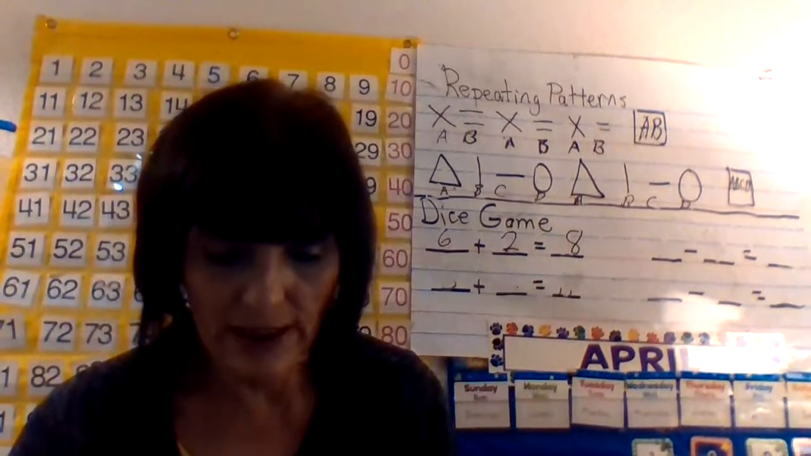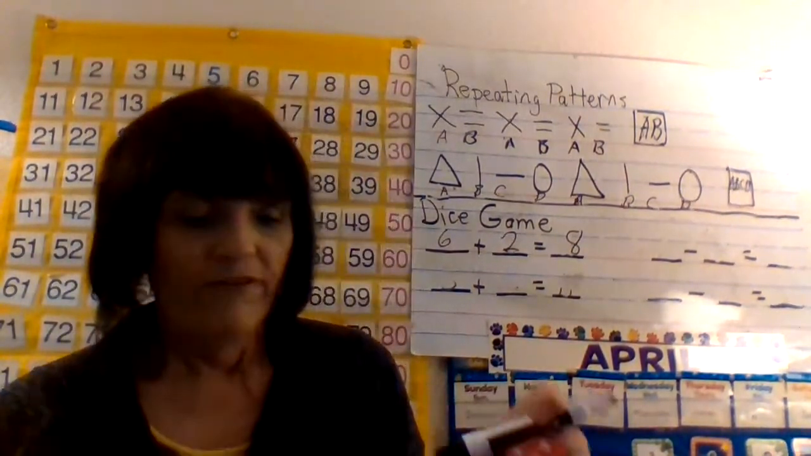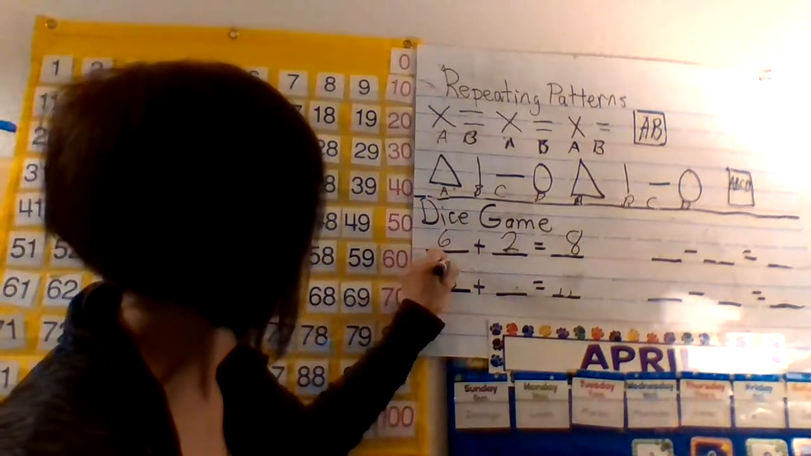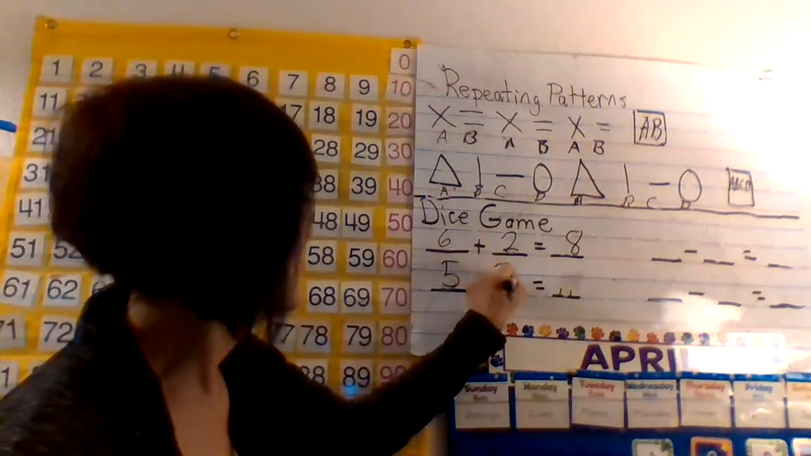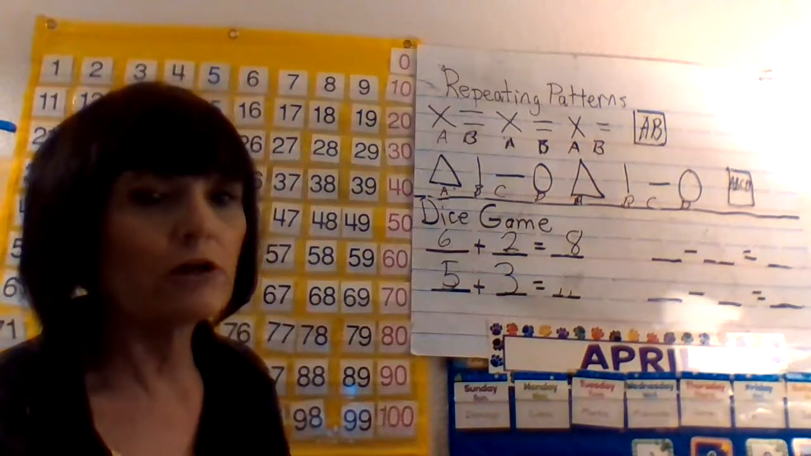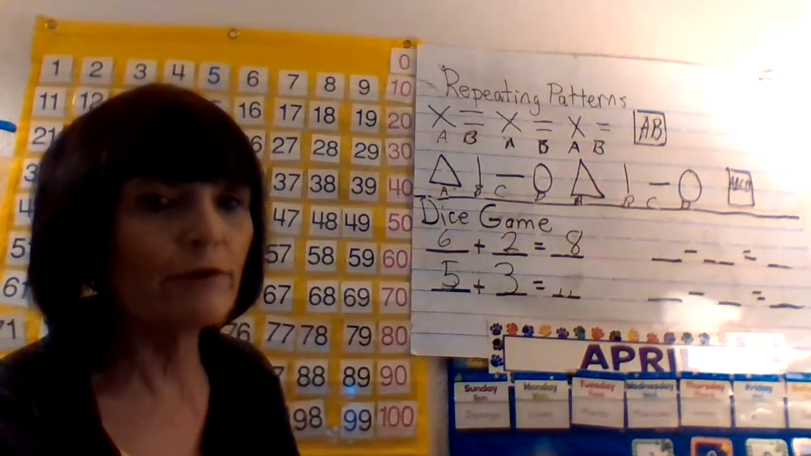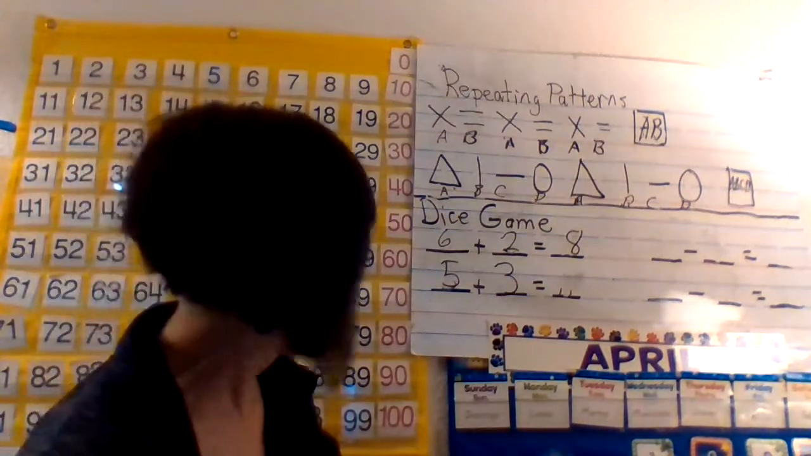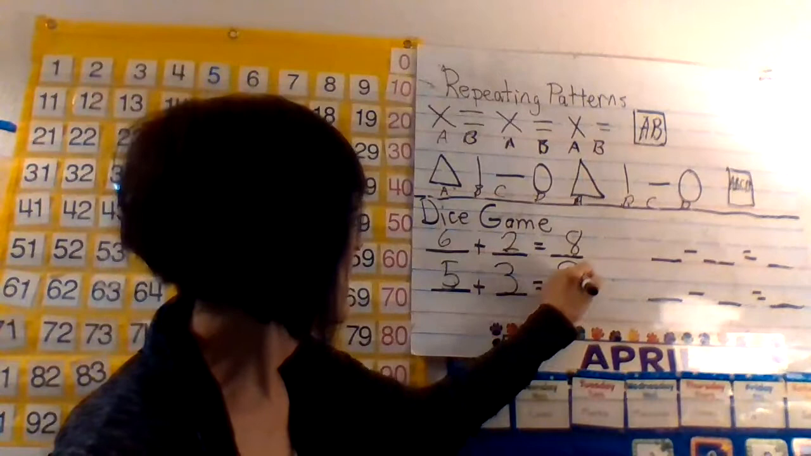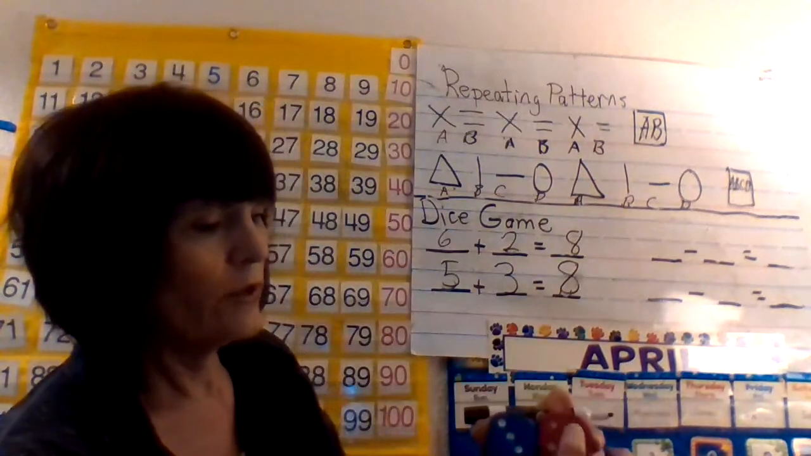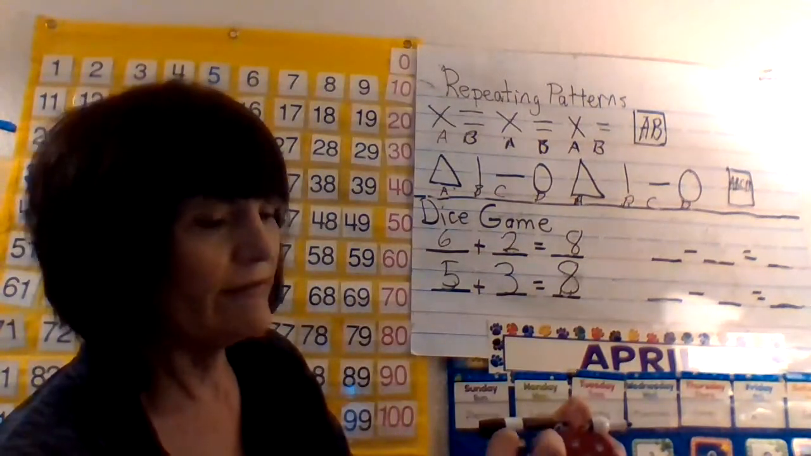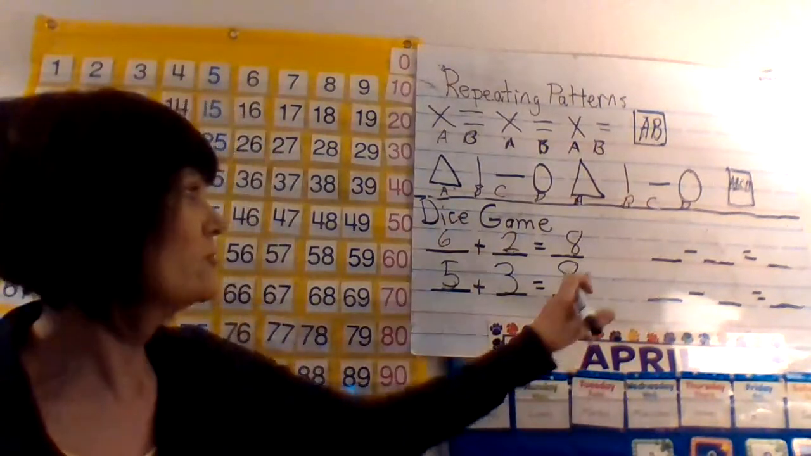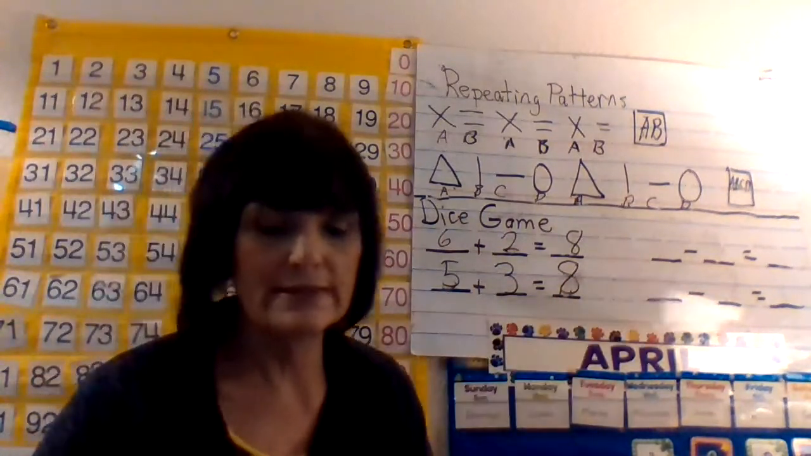Again, roll those dice. 5 plus 3. Oh, my stars. That equals 8 again. Those are two of the math sentences from the number family of 8. Okay, I'm going to see if that's right. 1, 2, 3, 4, 5, 6, 7, 8. 8 dots.